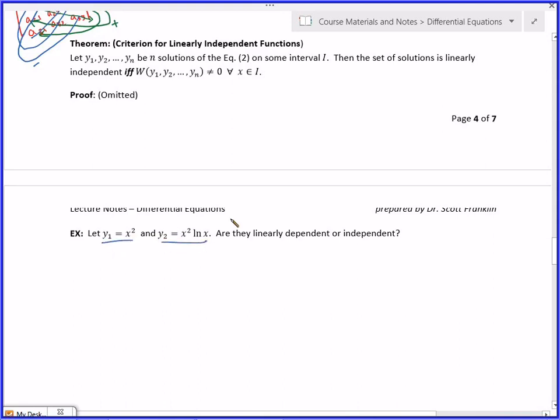Now here's the question: can I prove these things are linearly independent or dependent? Well, it's this theorem right here that gives you the ability to do that. We calculate the Wronskian, and the functions are linearly independent if the Wronskian is non-zero on an entire interval of x's. So if you want to say they're independent on a given interval, then as long as the Wronskian is never 0 on that interval, they're independent on that interval.